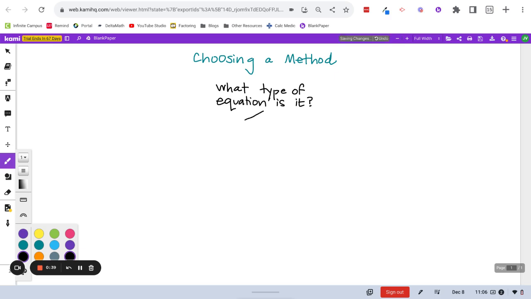If it is exponential, then we're going to attack it one way, versus if it's logarithmic. Those are two different types and they get solved in different ways. So let's just run through exponential first because that's what we started with in our notes.